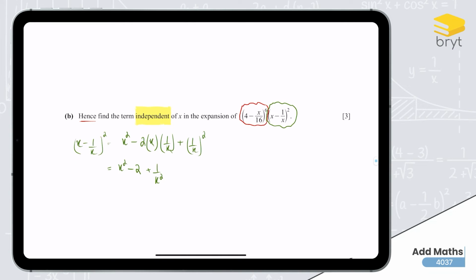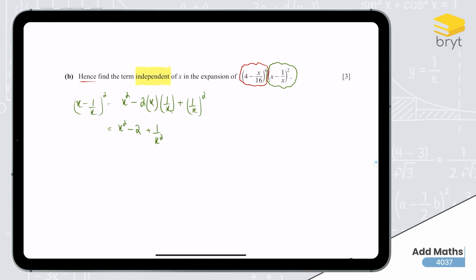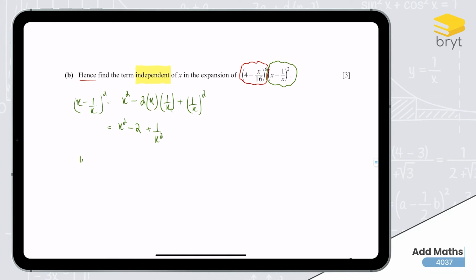So this tells us what we have to do in the next couple of steps. We have the expansion of (4 minus x upon 16) to the power 6. I'm not going to write it down right now, we'll just let it be as it is. But now we also have the expansion of (x minus 1 upon x) whole squared, which is basically x squared minus 2 plus 1 upon x squared.